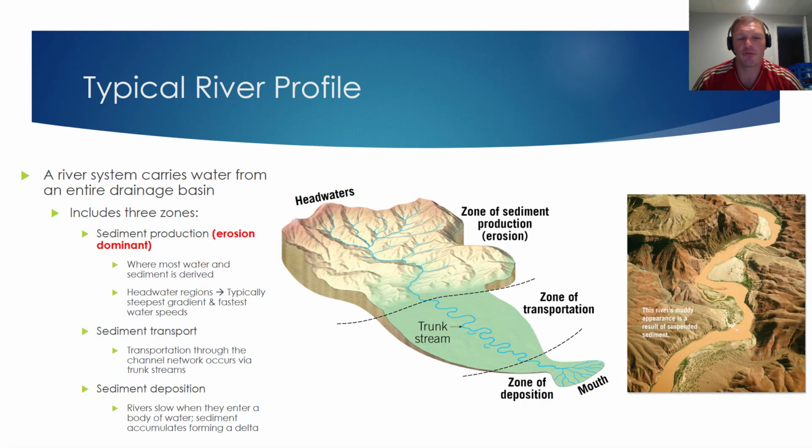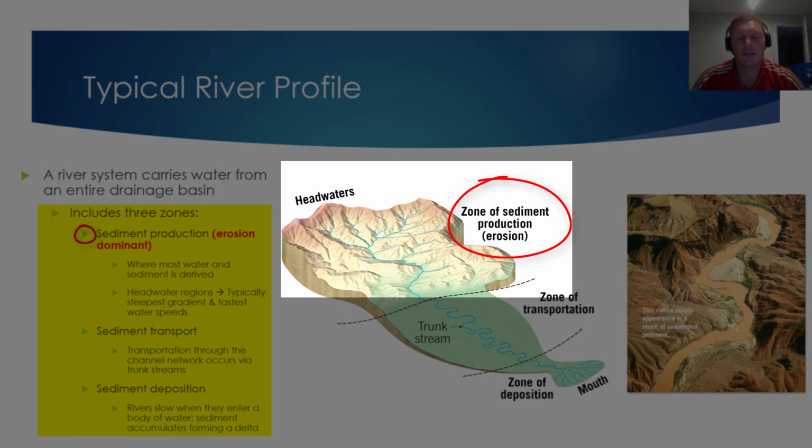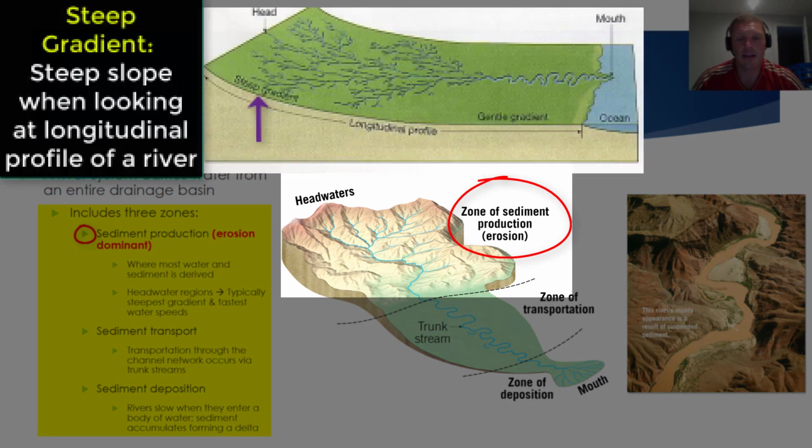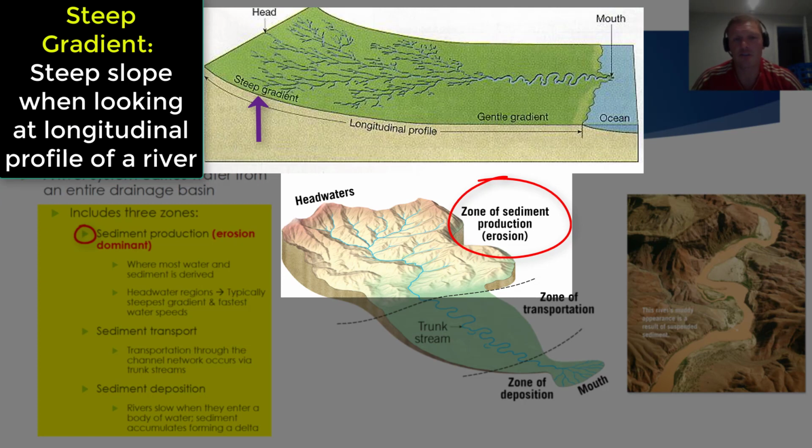For the typical river profile, there are three distinct zones. The first zone we're going to talk about is what's called the sediment production zone. This zone occurs towards the headwaters. This river zone typically has the steepest gradient, which means the water tends to flow pretty steeply downhill compared to other regions of the river.